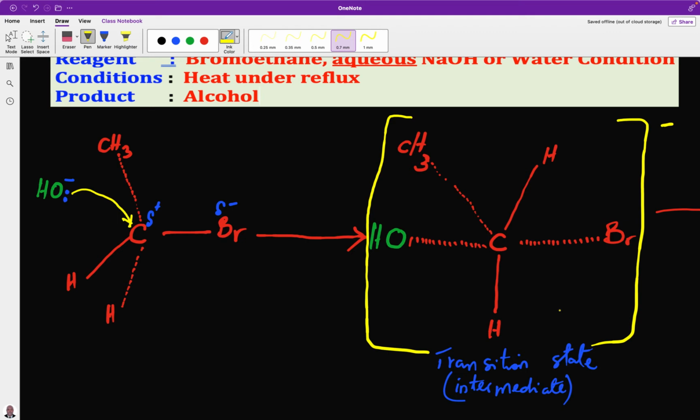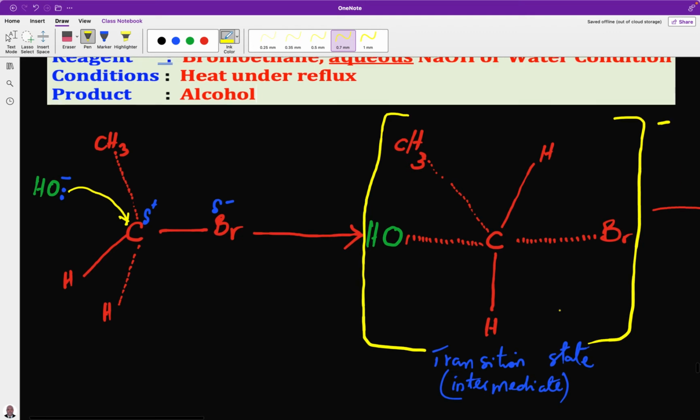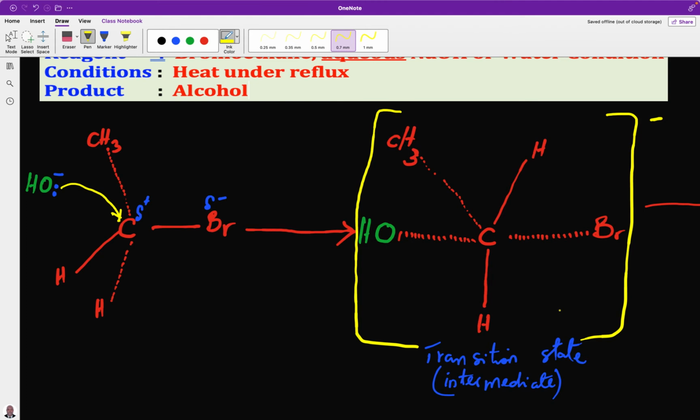You will see that, as I said, the carbon bromine bond in this bromoethane is polarized because of the difference in electronegativity. The nucleophile is attracted to the partial positive carbon. This is the partial positive carbon. By doing it, what is it doing? It is trying to donate the pair of electrons here.